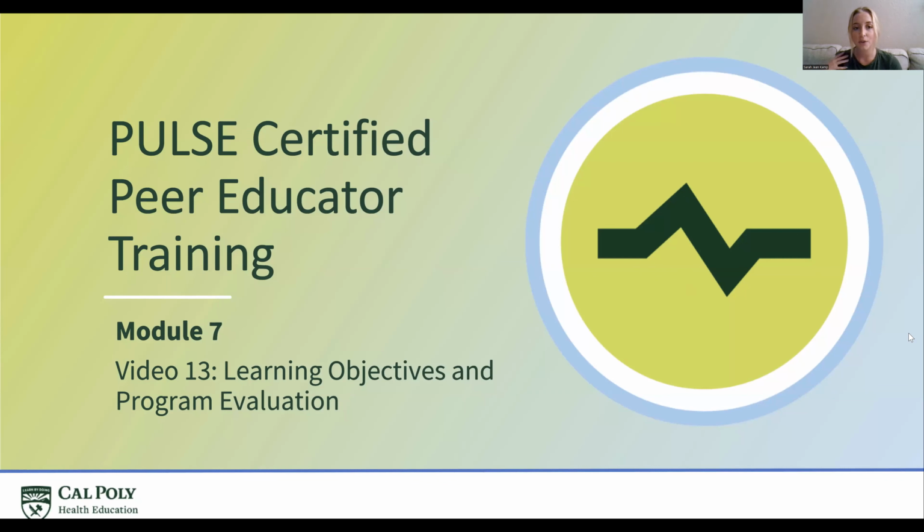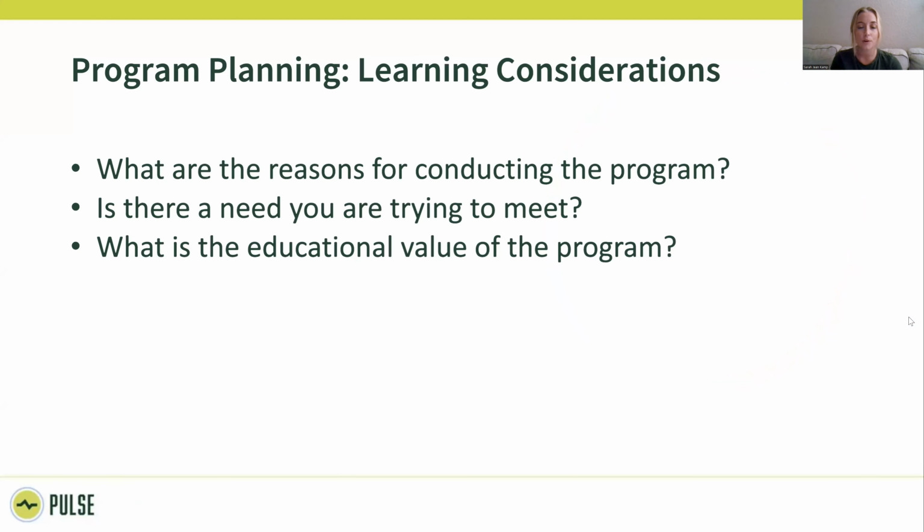And this video is mainly going to focus on, after you've decided what type of program you're going to do, what are your next steps and how are you going to make sure that it is educationally effective? So the first thing is your program planning learning considerations. So you want to really dive into the educational content and decide what learning outcomes you're trying to achieve.